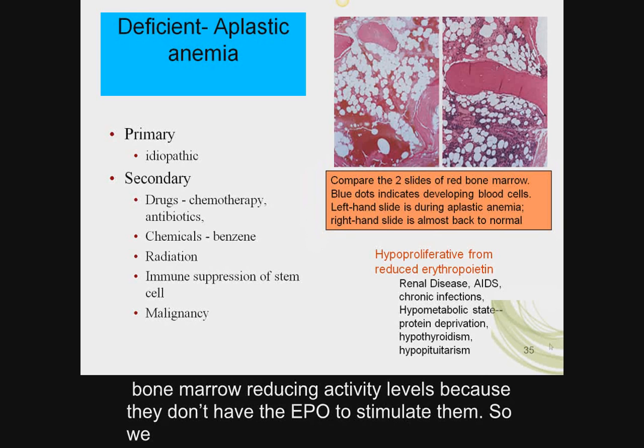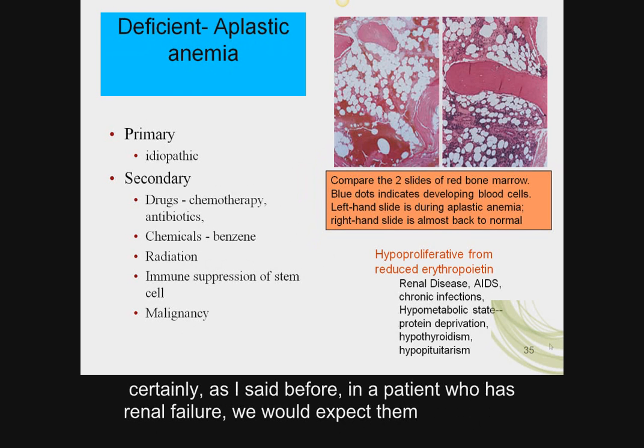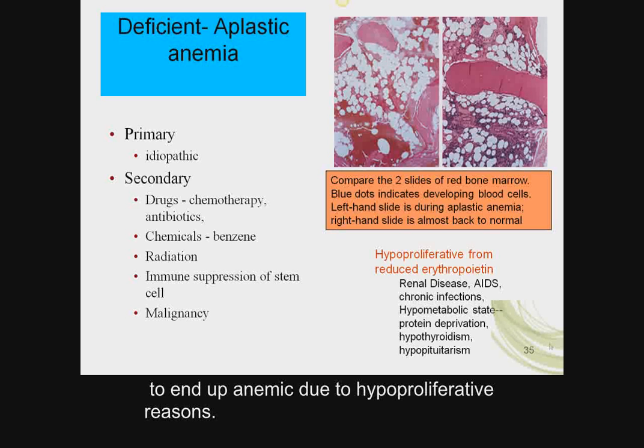This is simply the bone marrow reducing activity levels because the stem cells are not getting EPO to stimulate them. We certainly, as I said before, in a patient who has renal failure would expect them to end up anemic due to these hypoproliferative reasons, a reduction of EPO.